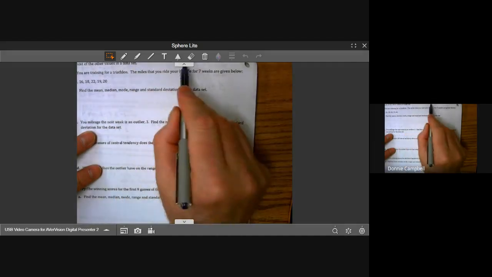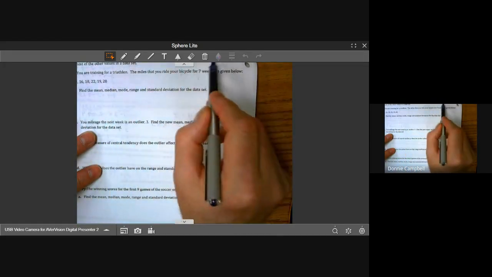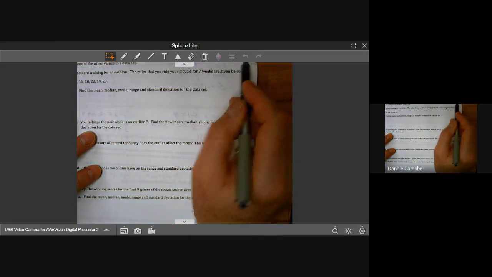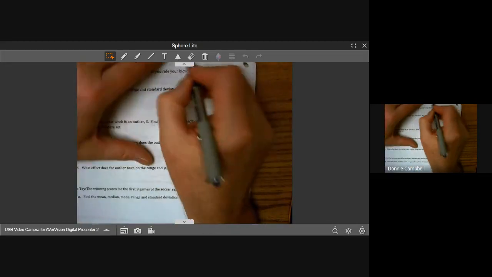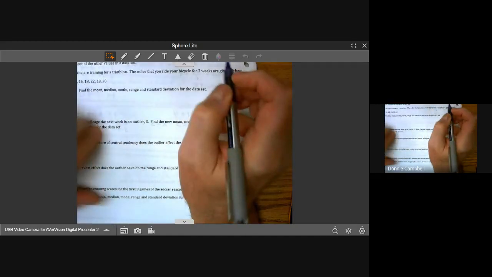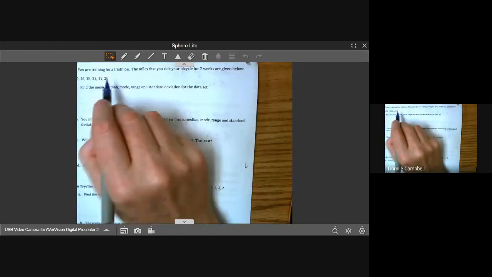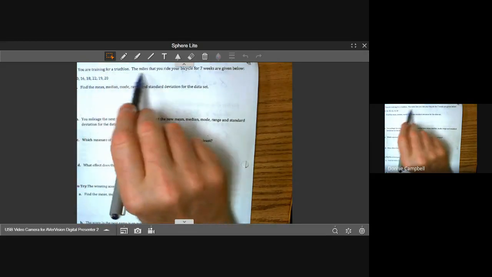Okay. So outliers. Outliers are measures of central tendency and dispersion. When you use measures of central tendency and dispersion, they can give misleading impressions of a data set if the set contains one or more outliers. An outlier is a value that is much greater or much less than most of the other values in the data set. So let's do this first one here.